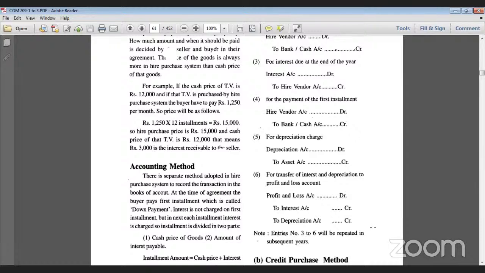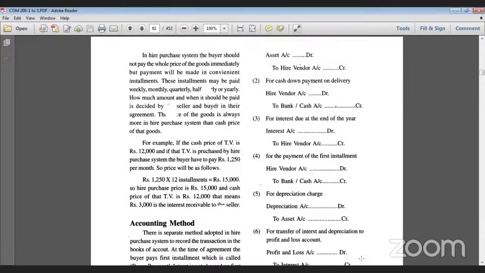After that, the given accounting method: cash price of the goods and amount of interest payable. So the installment amount will be cash price plus interest.